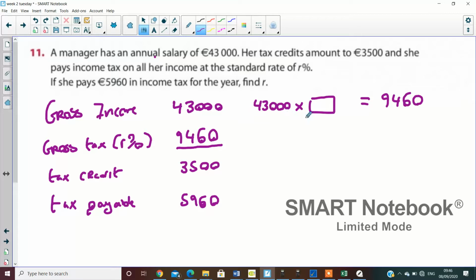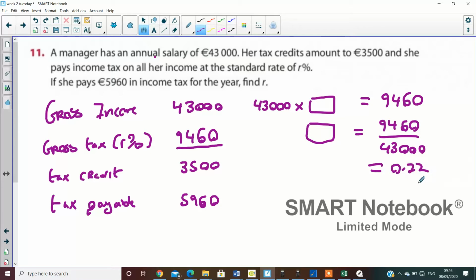What's the 3,000? 9,460 divided by 43,000, and what do you get? I'd get 0.22, but that's decimals, isn't it? Convert that into percentage how? Multiply by 100 and you get 22%. Is that okay with you guys?